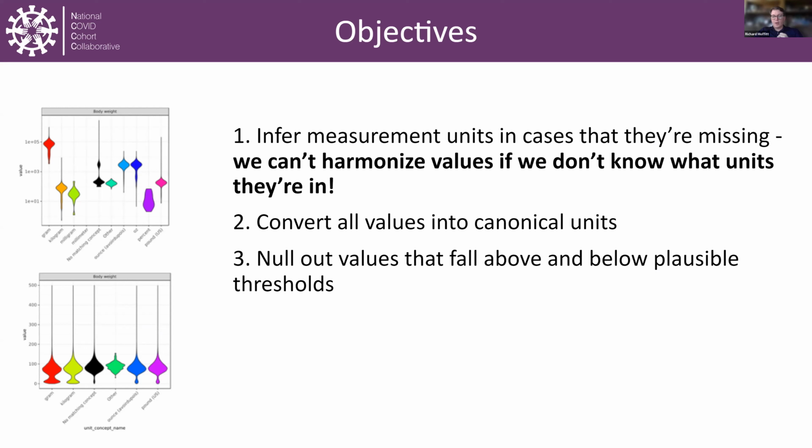We would like to convert all of these values that are coming in into one canonical unit, so that analysis doesn't have to worry about what units the data are in. And then finally, our third objective here is that we'd like to null out any values that are ridiculous in one way, because they fall above or below plausible thresholds for physiological viability.